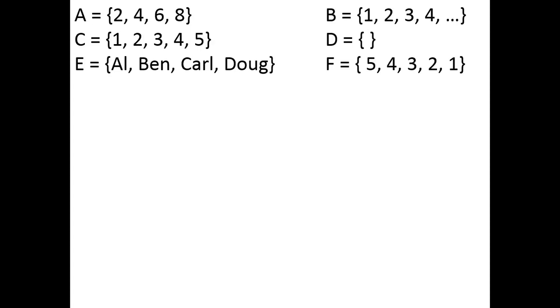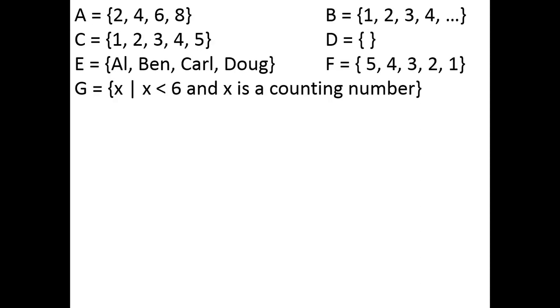So let's just consider some sets and think about these ideas we've just talked about. Set A contains the elements 2, 4, 6, and 8. Set B contains the elements 1, 2, 3, 4, and the 3 dots, which are called ellipses. The 3 dots mean that the pattern that we're seeing continues on. Set C contains the elements 1, 2, 3, 4, and 5. Set D contains no elements. Set E contains the elements Al, Ben, Carl, and Doug. And set F contains the elements 5, 4, 3, 2, 1.